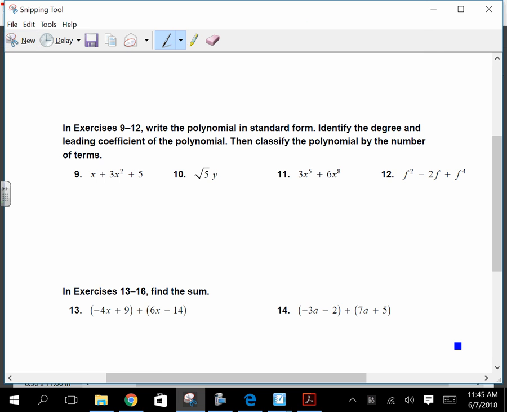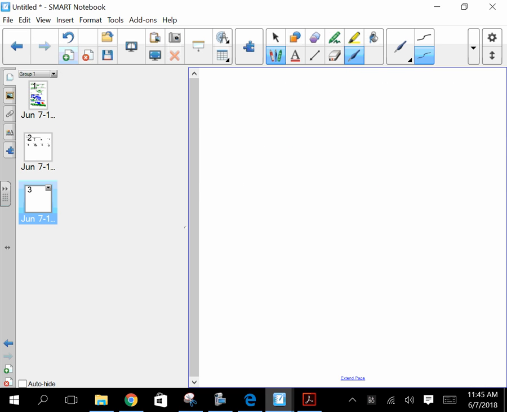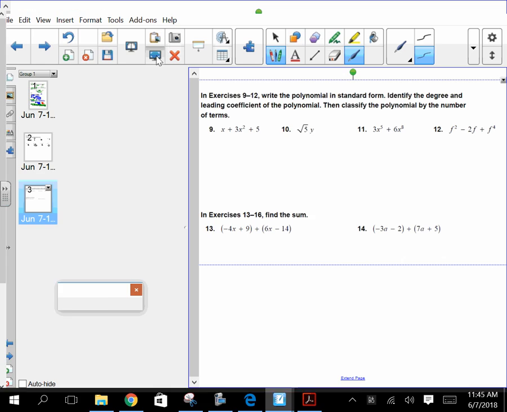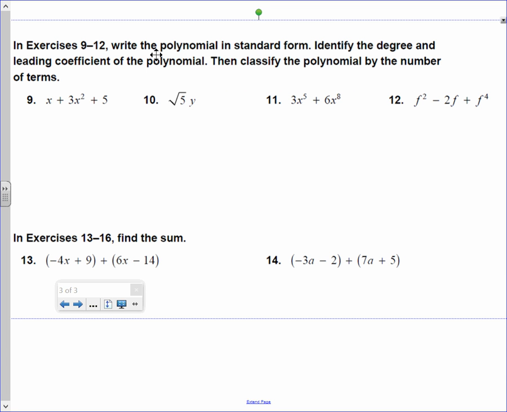Want to flip the page? Nine through 12. There are 3 missions. Write it in standard form. That's the first mission. Identify the degree. That's your second mission. Leading coefficient. Let's see. Degree and leading coefficient. Actually the second and third mission. And then classify the polynomial by the number of terms. So that's actually 4 missions. We'll do 9 to 12 together.